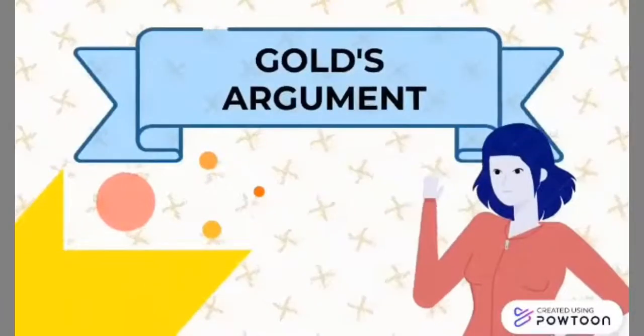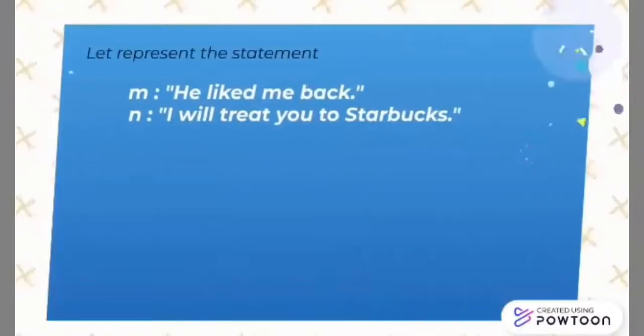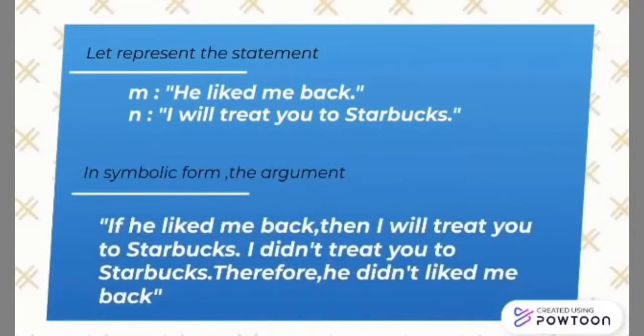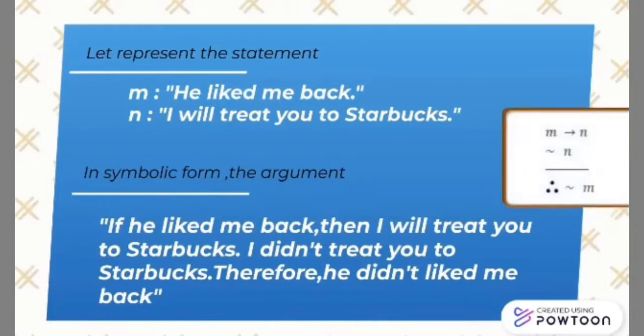Gould's argument. Let M represent the statement, he liked me back. Let N represent the statement, I will treat you to Starbucks. In symbolic form, the argument is, if he liked me back, then I will treat you to Starbucks. I didn't treat you to Starbucks, therefore he didn't like me back. The image shown above is the symbolic form.